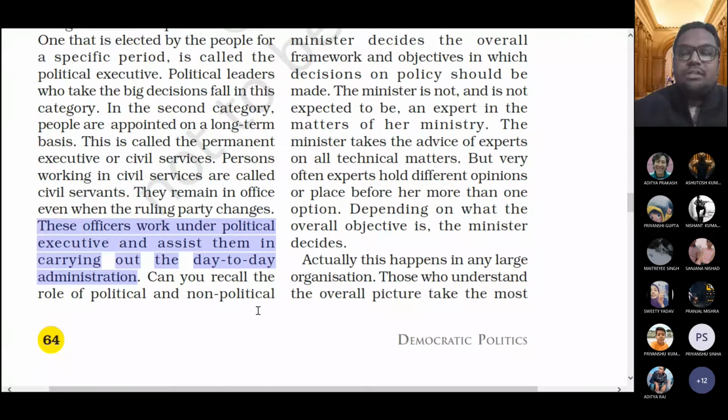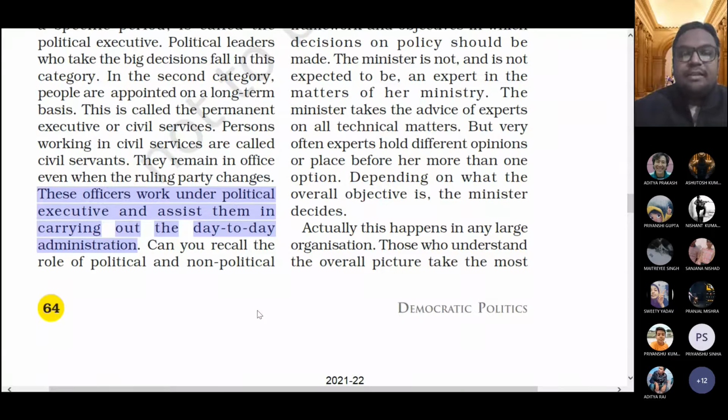So remember, what is the work of the permanent executive? The civil servants work under the political executive and assist them in carrying out day-to-day administration, in implementation of rules, regulations, laws, and in maintaining peace all over the country. That's why there are thousands and thousands of civil servants all over India.